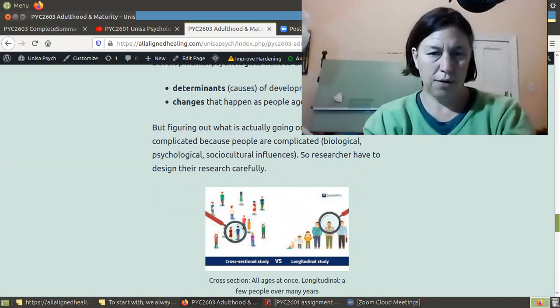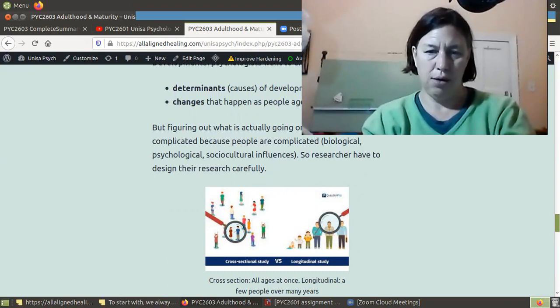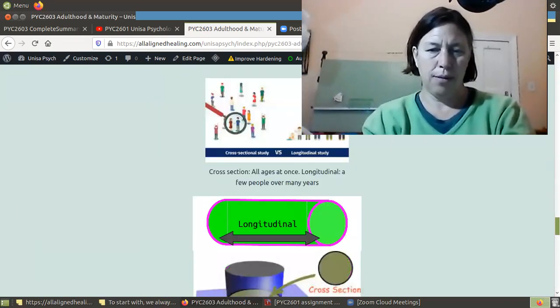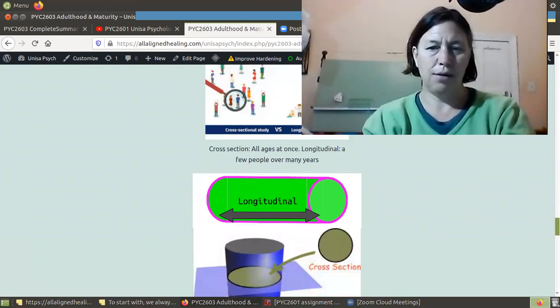Cross-sectional studies look at all ages at once. Longitudinal studies look at a few people over many years. Longitudinal and cross-sectional.